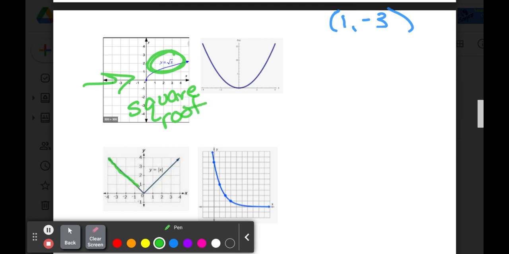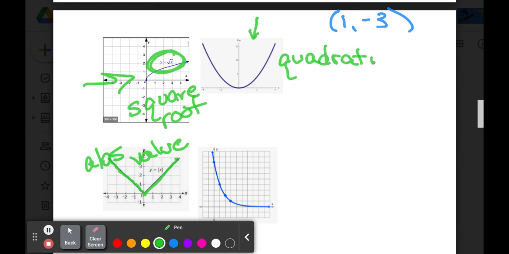Let's do this V one. What's this one called? Absolute value. Yes. Abs, V for value. This one's tricky. Quadratic thing. Yes, whoever said that. Quadratic. That was Abby. Yay. And then this last one. A line. A line is straight. Linear thing. Linear is a line.